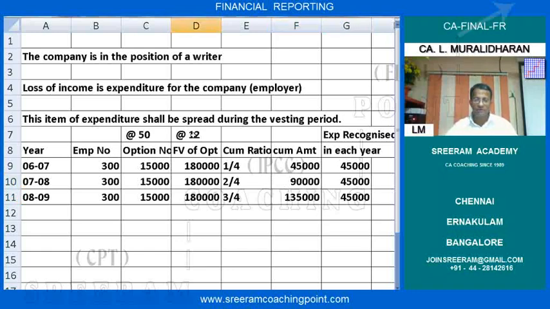So this amount of 12 applied on 15,000 comes to 1,80,000, which cannot be recognized as expenditure at the time of grant. It should be spread over the period of vesting. Period of vesting is 4 years. So therefore we are trying to spread the expenditure over all the 4 years. At that point of time they had a break.